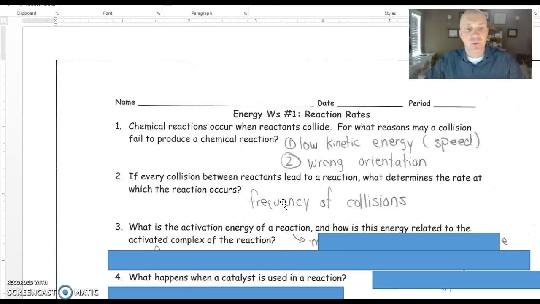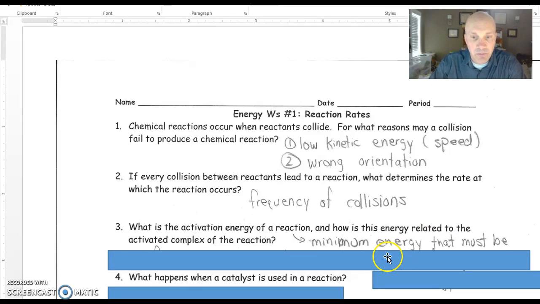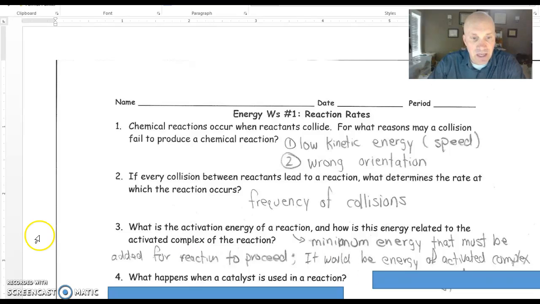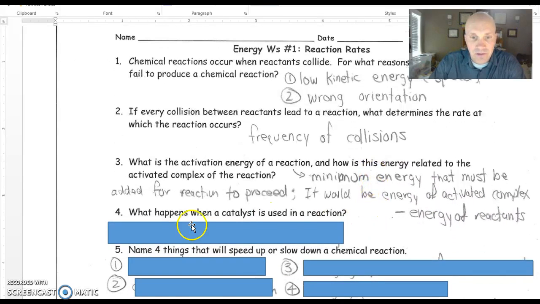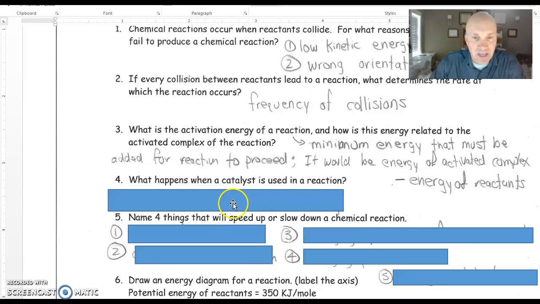All right. So, what's the activation energy of a reaction? It's the minimum energy that has to be added for a reaction to proceed. And how is it related to the activation complex of the reaction? So it is the same as the activated complex energy, this right here, minus the energy of the reactants. Right?